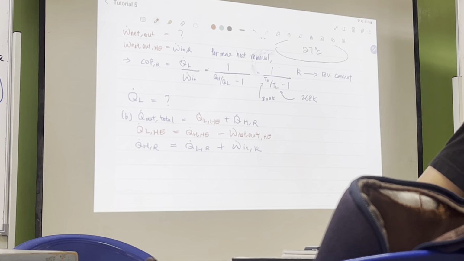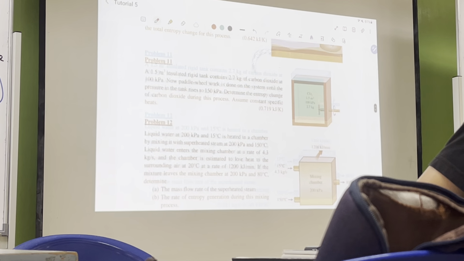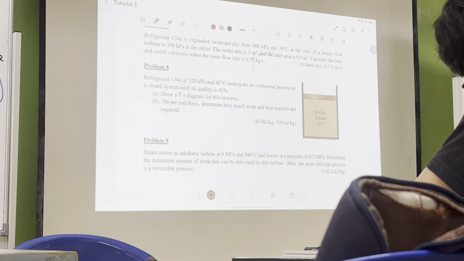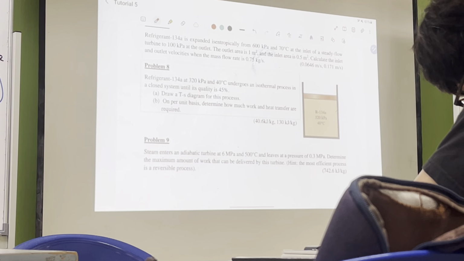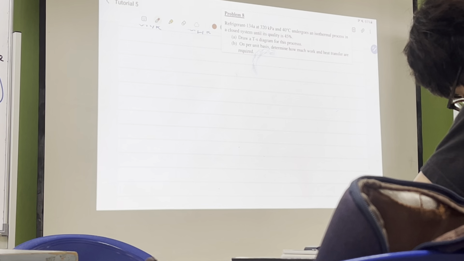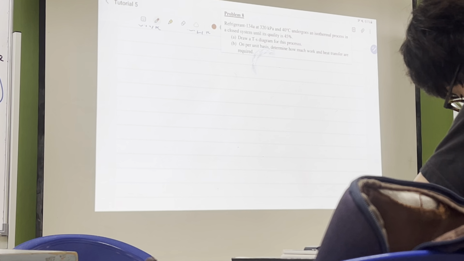Alright, so if anyone has no issue with this, we look at one entropy question now. The one that I chose to look at, you don't really need all those equations. Okay, we look at problem 8. Once again, we are looking at R134a here. Like I said, whenever you are solving this type of question, always determine what kind of question you are looking at first, and also what substance you are dealing with.